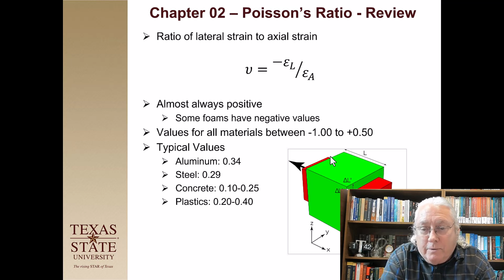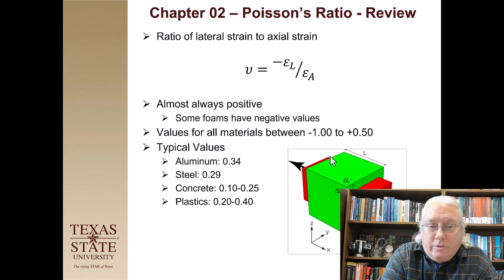So if you start with a material that's the green shape, and then you pull on it, most materials will elongate along the direction of the force, and it will contract in the other two directions. So I've got a delta L in the axial direction, and I've got a delta L in the two lateral directions. And so you can calculate the Poisson ratio by doing a tensile test.